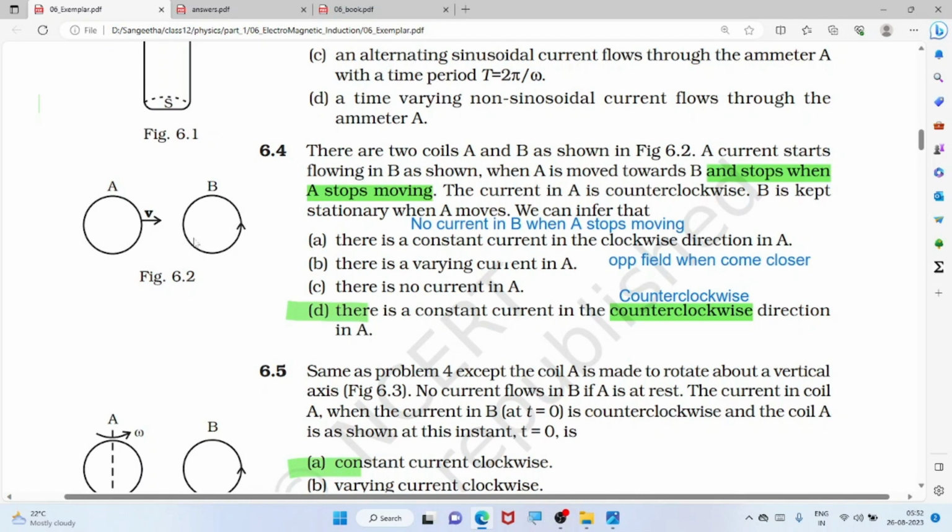Whenever this comes close, the magnetic flux will increase. The induced flux will oppose it. So the direction of the current will be such that the induced flux opposes the original flux.